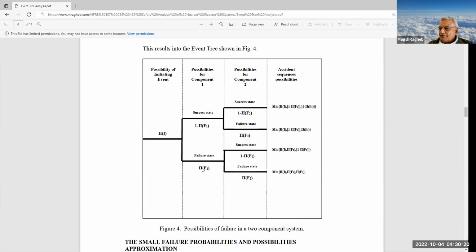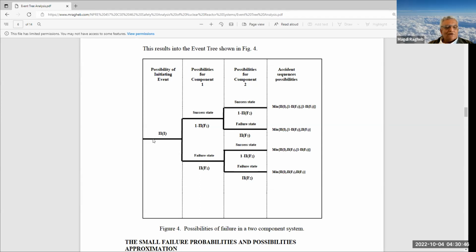This is capital pi. The probability of the possibility of failure of the second component is pi of F2. Obviously, the success state would be 1 minus the possibility of failure. So that would be 1 minus pi of F1, 1 minus pi of F2, and 1 minus pi of F2 right here.